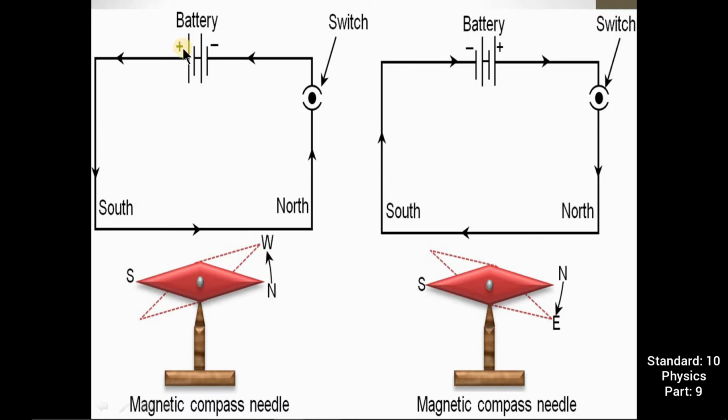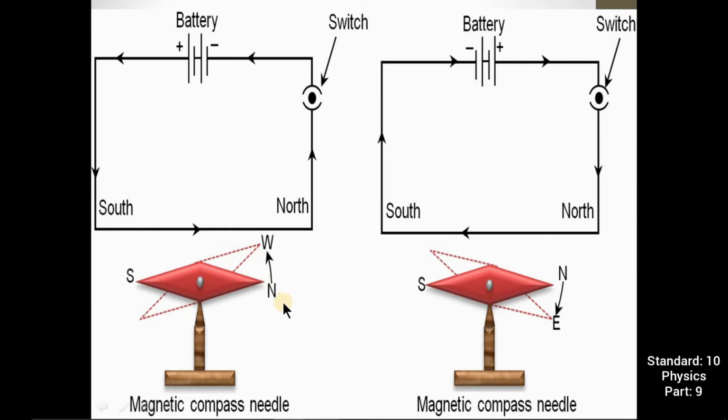First point: current passes from the positive terminal to the negative terminal. So here the current is passing, this is the south portion, this is the north portion of the needle. So current is passing from south to north in this diagram. To which side will the north pole of the magnetic needle deflect? We learned that using Ampere's swimming rule.